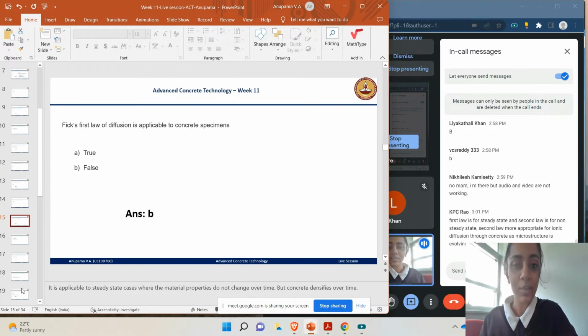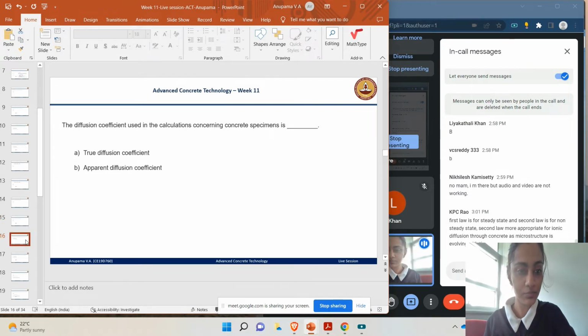So as I rightly told, the microstructure, the strength, the porosity, the permeability, everything is evolving over time for concrete specimens. Because of that, it is an unsteady state. It is not a steady state. And Fick's first law of diffusion is applicable only for steady state, not for unsteady state. So we cannot apply Fick's first law of diffusion to concrete specimens. Okay. Thank you all for responding. Now moving on to the next question.